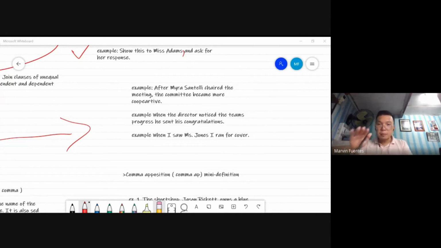Alright. Taas pa onte. Taas Santelli, chaired. Taas mga onte. Sino to? Sofia, taas mo pa kaunti. Usog ka kaunti. Sir, nawawala po boses niyo sa akin.